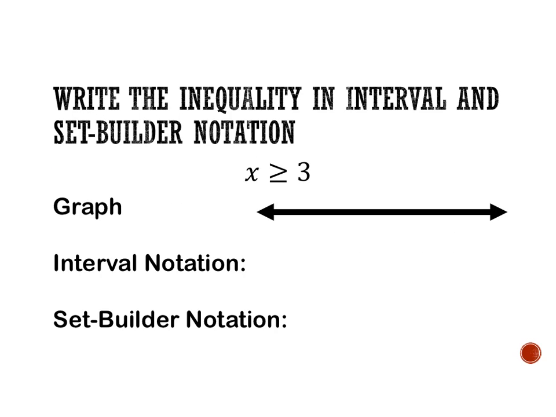Alright, so first of all, here's my example, x is greater than or equal to 3, and I'm going to write this inequality in interval and set builder notation. To do that, I'm going to start with graphing this inequality. One thing to remember when you graph an inequality: if you have greater than or equal to or less than or equal to, you're going to have a shaded or closed dot on the number line. And if you have greater than or less than, you're going to have an open dot.